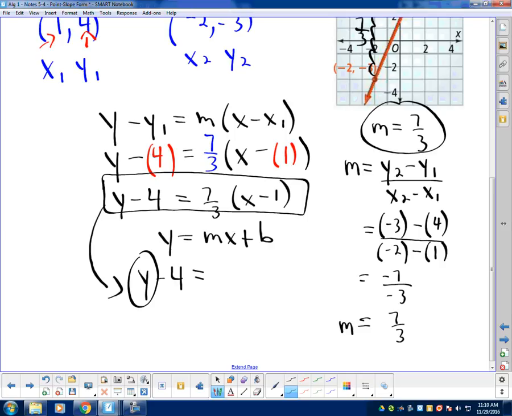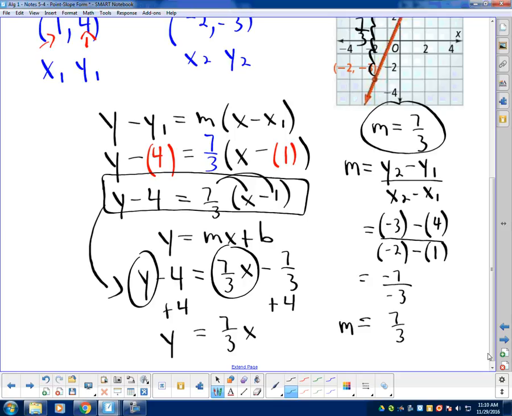What I'm going to first do is distribute the 7/3 to each of the two terms up above. So I have 7/3 x minus 7/3. Then we have one more step to do. I just need to add 4 to each side. And so I have y equals, this doesn't change right here at all. We're just going to leave that 7 over 3x.